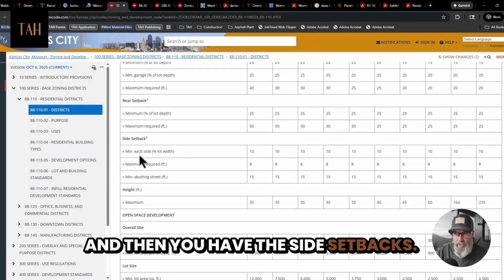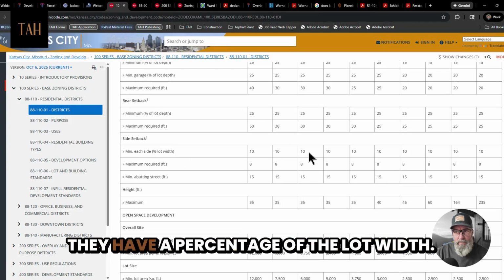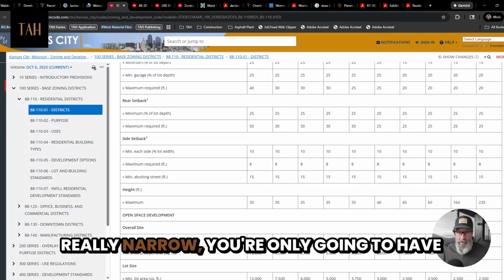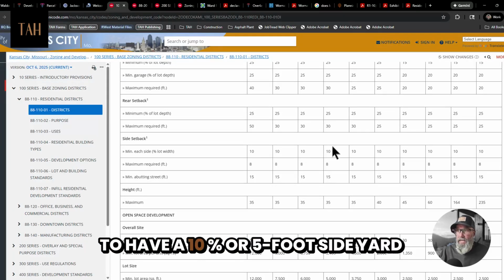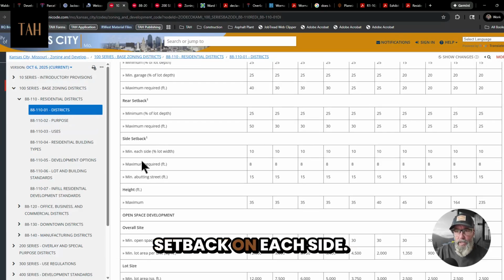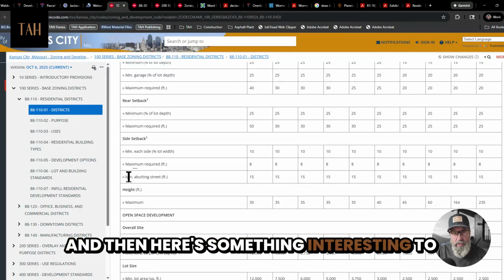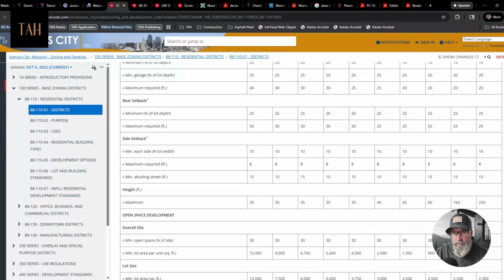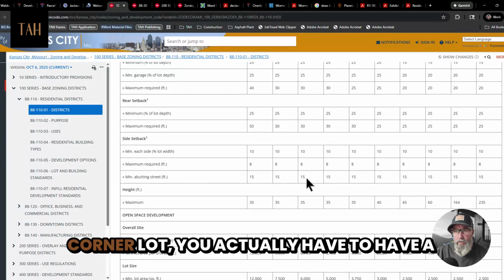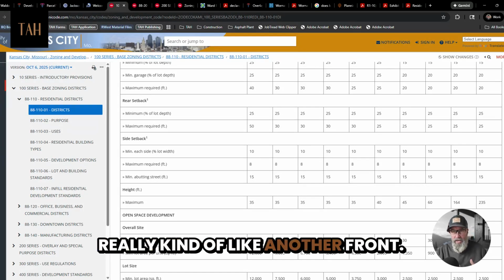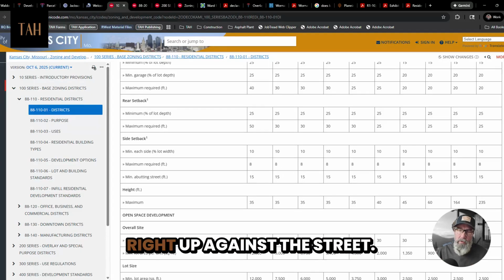And then you have the side setbacks. In this city, they do the same thing. They have a percentage of the lot width. So if you have a 50-foot lot, which is really narrow, you're only going to have a 10% or 5-foot side yard setback on each side. And here we go with that maximum again. And then here's something interesting to know. If you live on a corner lot, which this particular property is, you actually have to have a greater setback on the side yard. Because if you think about it, it's really kind of like another front. So they don't want buildings crammed right up against the street.